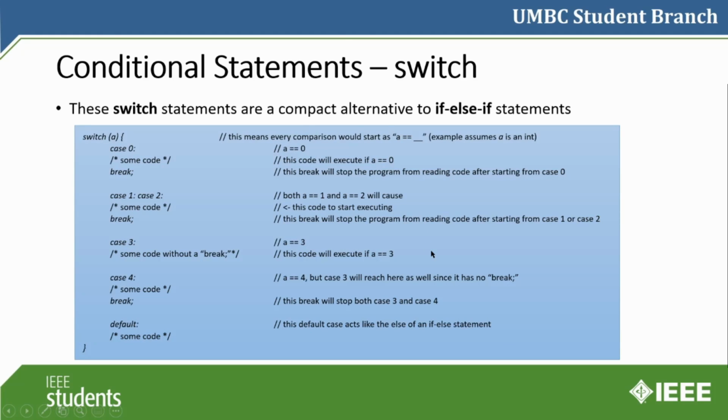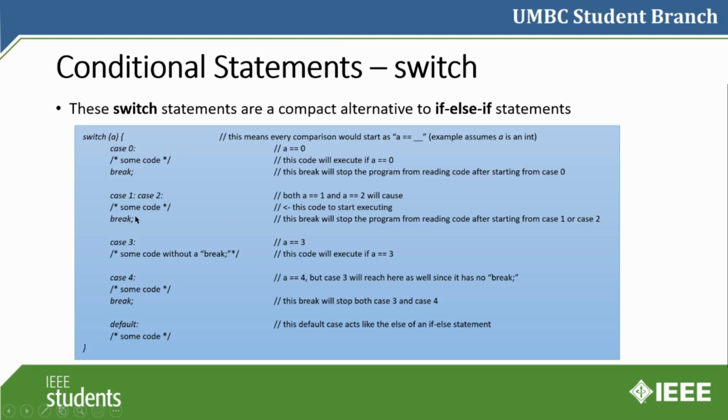There's another kind of conditional statement called a switch. This tends to be a more compact way of an if-else if statement. This is an example of how one might work with an integer a, where basically every case that we have here would basically say, determine if a equals whatever the case is. So for case 0, it would determine if a equals 0. You can also do things like this to have it determine if a would be equal to 1 or a would be equal to 2.